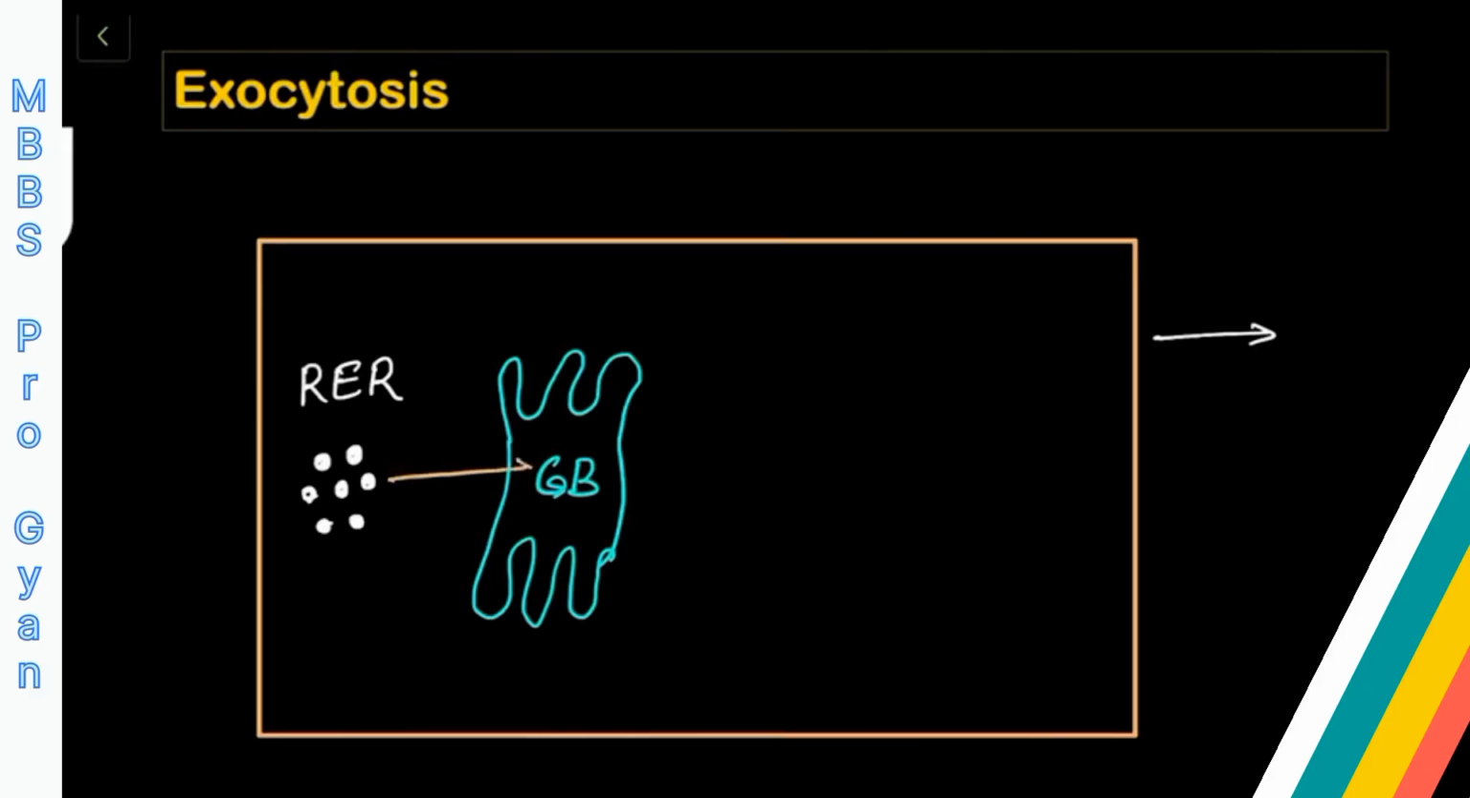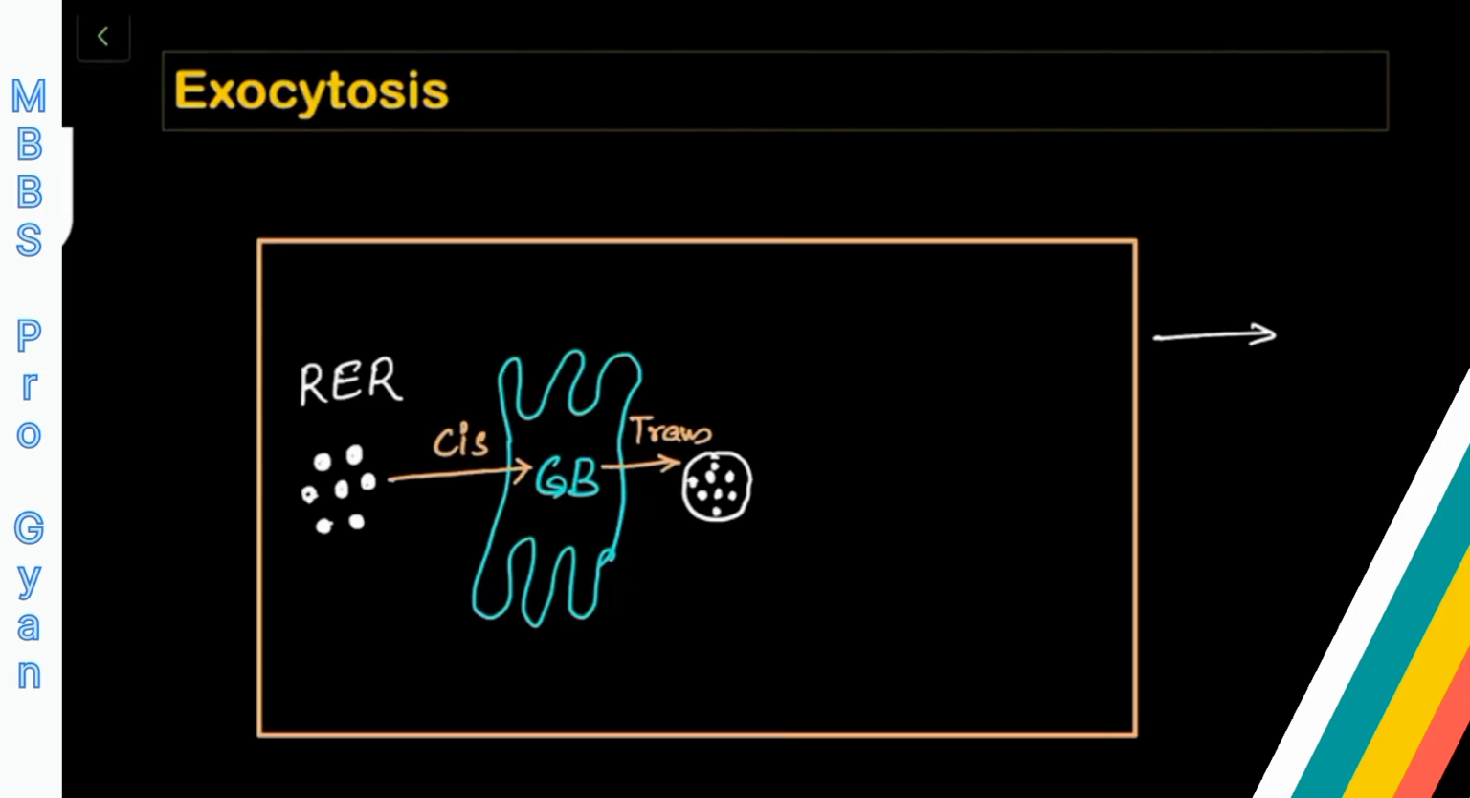So this protein molecule is going to enter inside the Golgi body. The side from where it is entering is known as the cis side of the Golgi body, and the protein will come out from the opposite side, known as the trans side. When the proteins are coming out, they are already packed inside the vesicle. That's why we say Golgi body is responsible for packaging into vesicles.